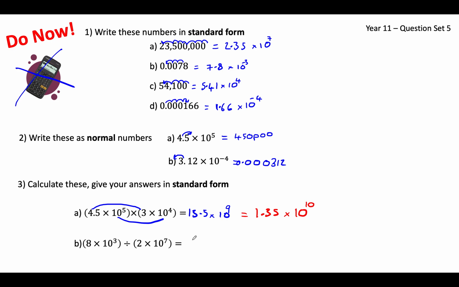Now dividing is very similar, except we sort of do, not the opposite as such, but, well, you'll see. When we're dividing, we do 8 divided by 2. So the ordinary numbers, we do this ordinary maths. We do 8 divided by 2, which is 4. And then the powers, when we're dividing with these powers, we subtract. So I do 10 to the power of 3 take away 7. When we're multiplying, we added. When we're dividing, we subtract. 3 take away 7 is negative 4. Because, 3 take away a bigger number, it's going to be negative, right? That is in standard form.